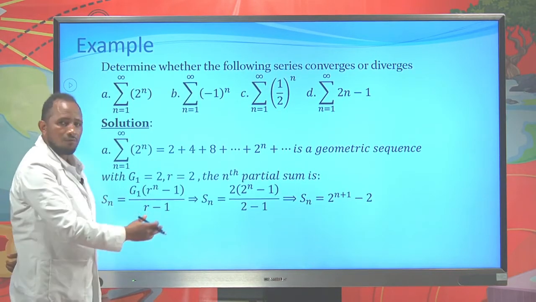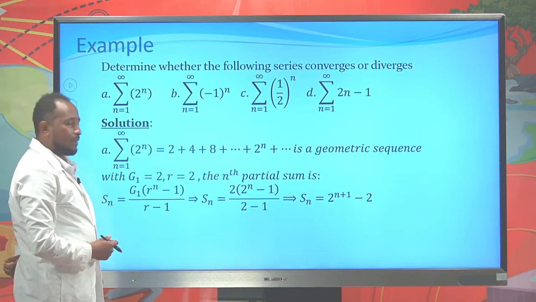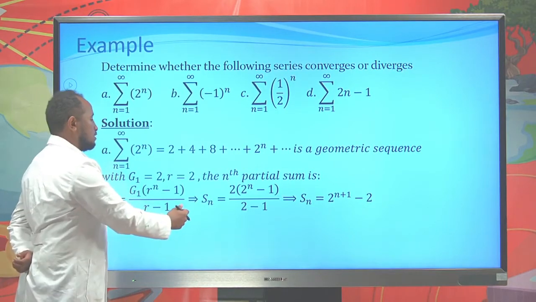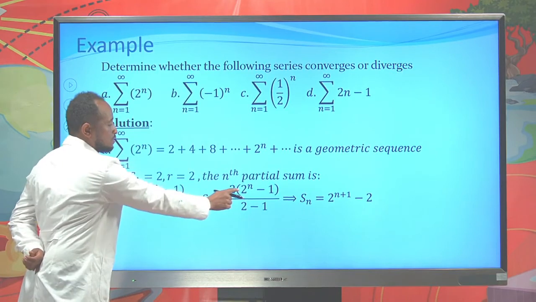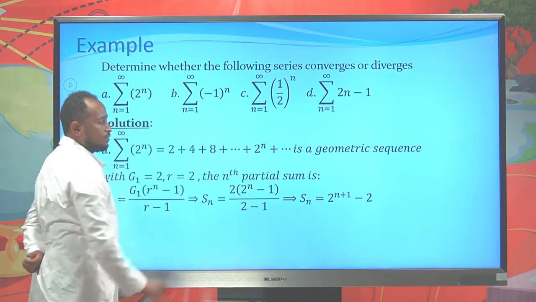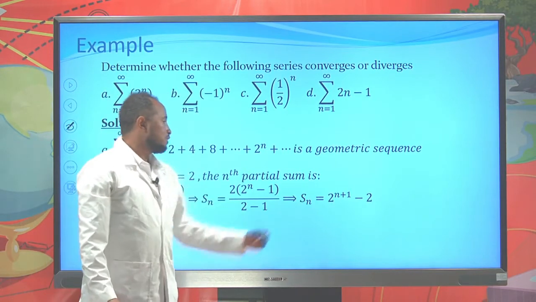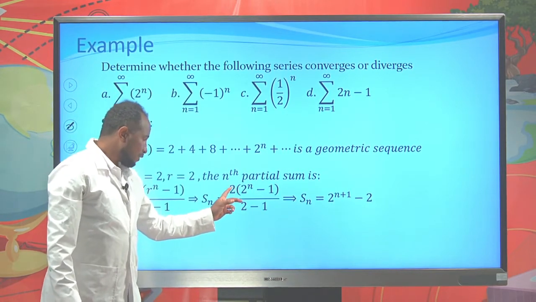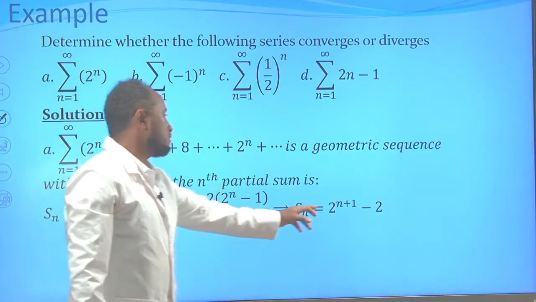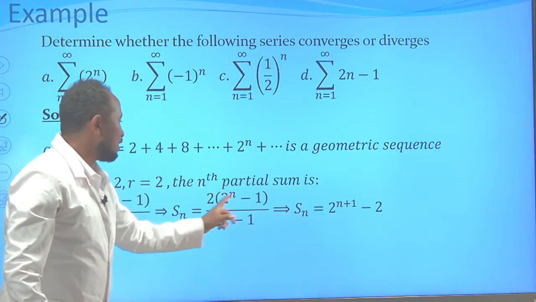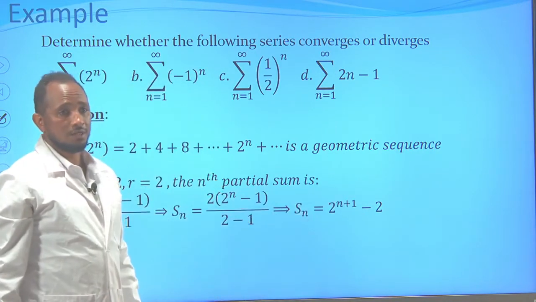Sn, applying the formula g1 times r raised to n minus 1 over r minus 1. So this is equivalent to Sn is equal to g1 which is 2, r which is also 2, times 2 to the power of n minus 1 over 2 minus 1. So this implies Sn is equal to, when you multiply these two, 2 to the power of n plus 1. You can add the exponents. 2 times 1 it is 2, over 1. So this will be the answer.